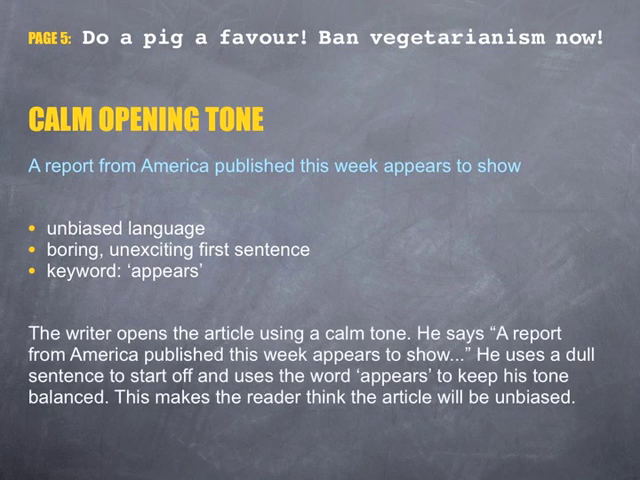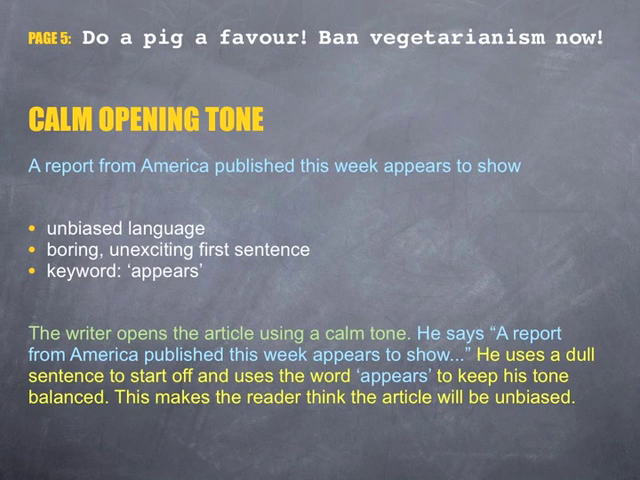The writer opens the article using a calm tone. He says, "A report from America published this week appears to show." He uses a dull sentence to start off and uses the word appears to keep his tone balanced. This makes the reader think the article will be unbiased. Notice how we made a point about the text. It starts calmly. We use the quote as evidence. Then we explain the effect on the reader, what it makes the reader think.